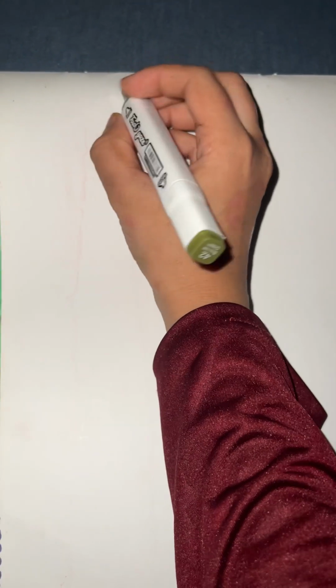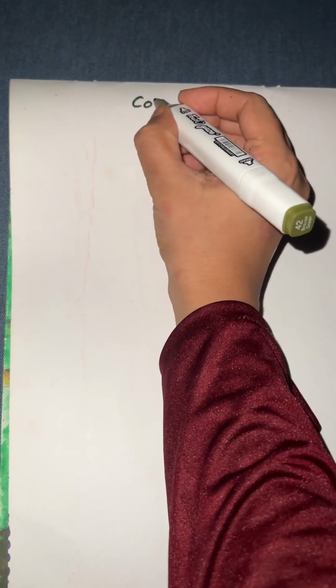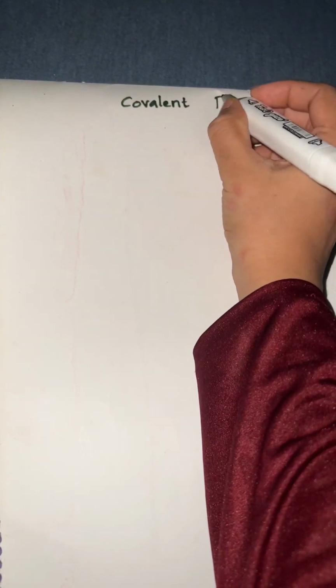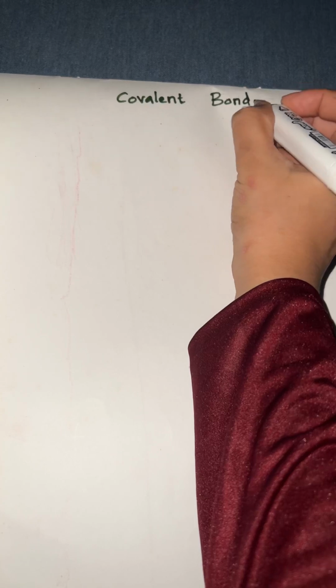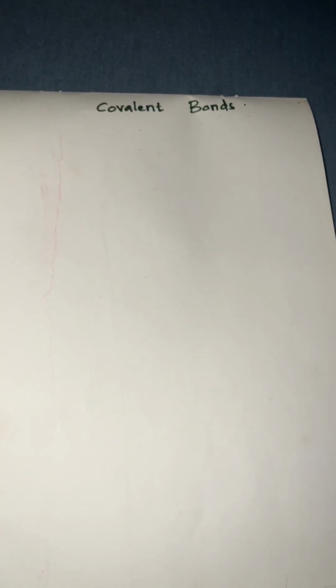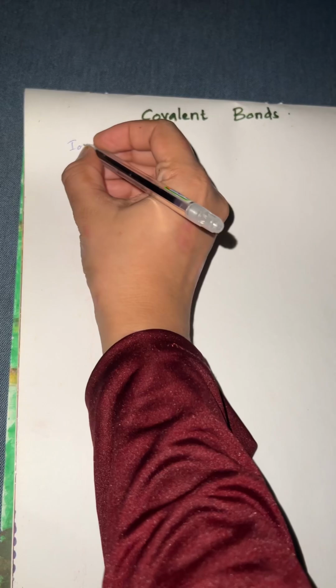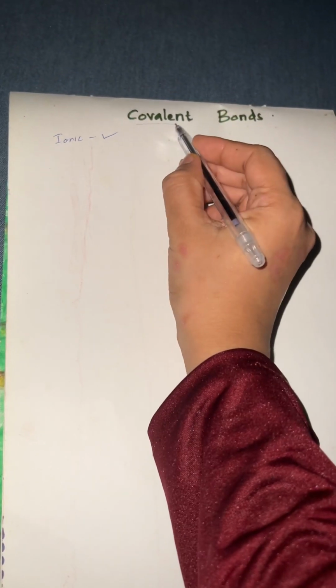Good afternoon, guys, and today we're meeting with you all with another video, and our topic is covalent bond. In our previous video, we watched that there are two kinds of bonding, and the first one, the ionic bond, we already discussed and completed. So now we're starting with the covalent bond.